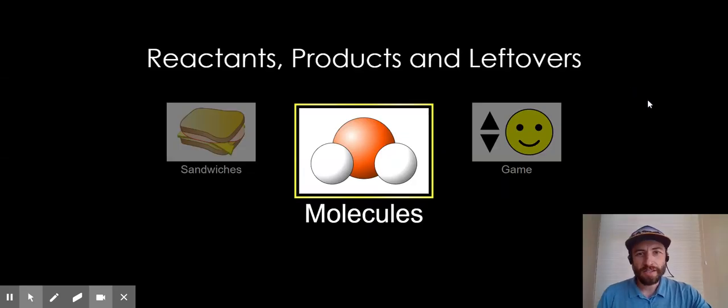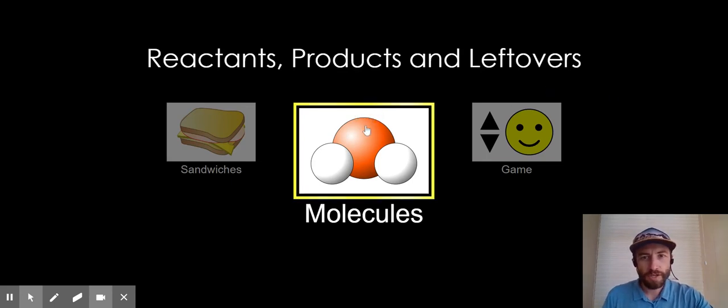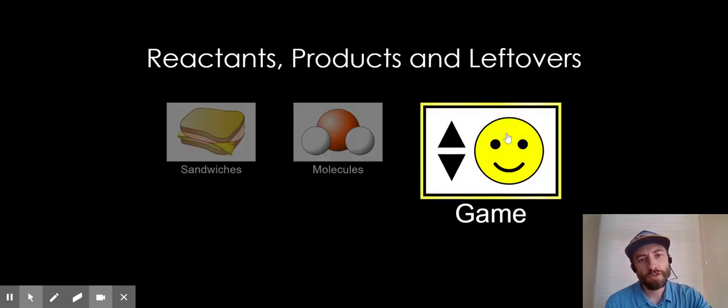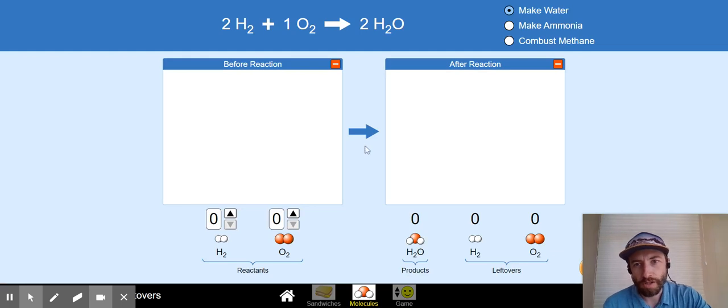All right, so this is the simulation I mentioned, and I'll leave the link to this website in my Google Classroom post. But you have 3 options when you come to the home screen, and there's sandwiches, molecules, or game. And we're going to work with molecules. And the chemical formula is up here at the top. And right now, as you can see by this little button that's marked, we are making water.